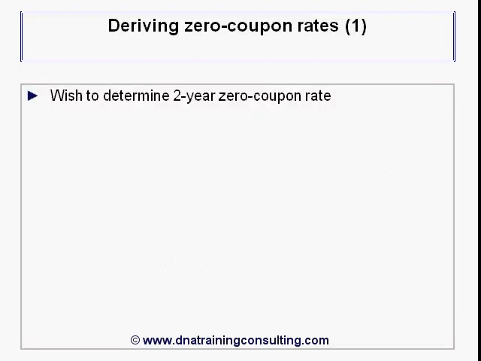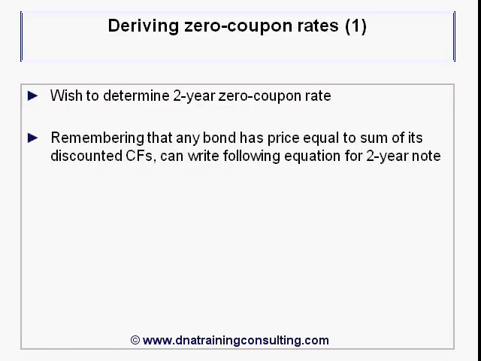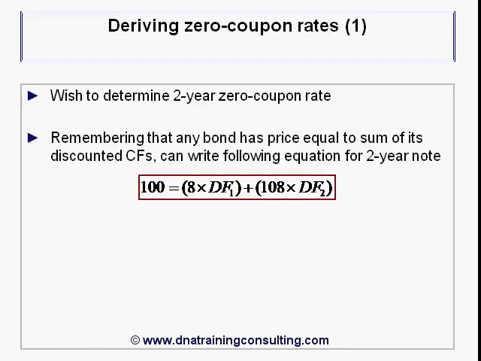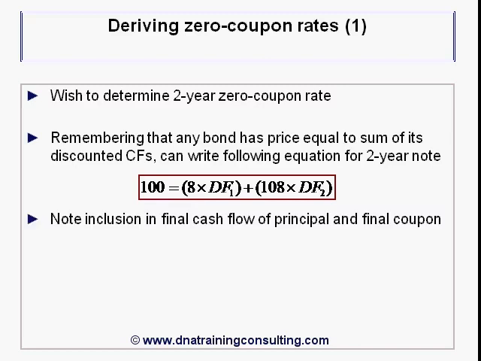Now suppose you wish to determine what would be the yield on a 2-year zero coupon bond, which does not exist in this market. Remembering that any bond has a price equal to the sum of its discounted cash flows, you write this equation for the 2-year note, where df1 and df2 are the discount factors for the cash flows occurring under this note at the end of year 1 and year 2 respectively. Note, as usual, the inclusion in the final cash flow of the principal as well as the final coupon.